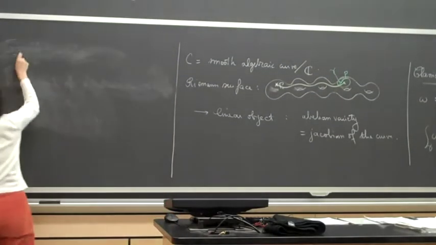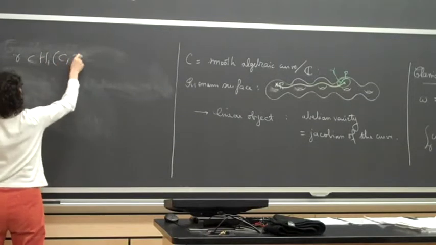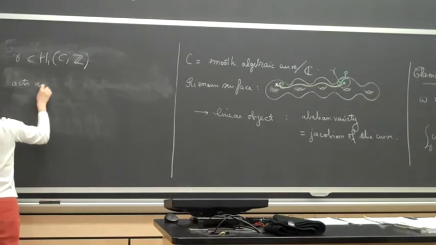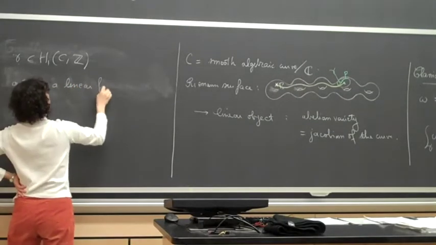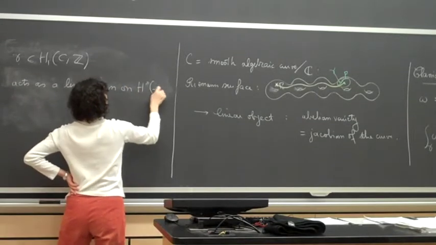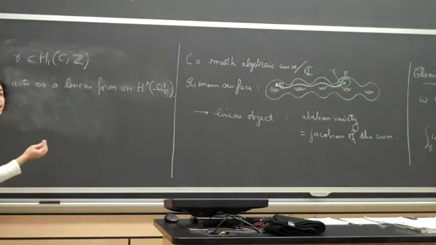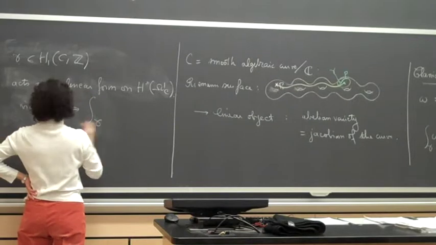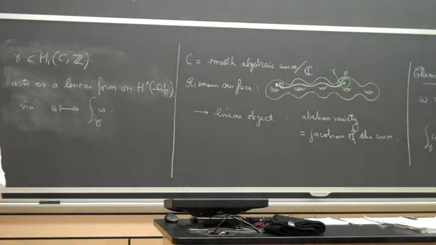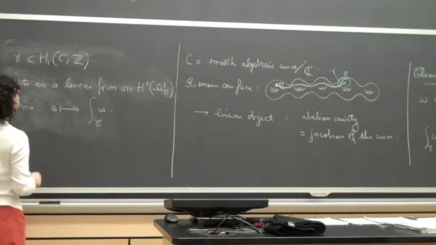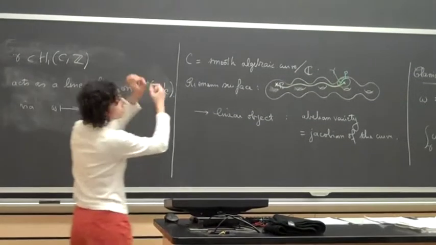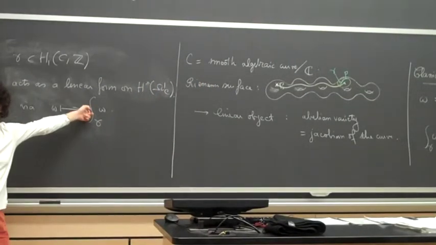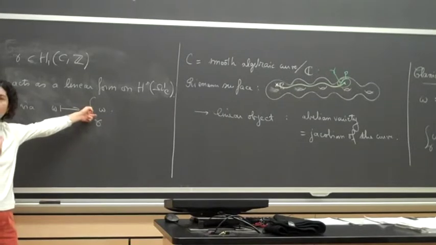Okay, so whenever you take an element of H1 of C, Z, this acts as a linear form on H0 of omega 1 via integration. So omega goes to the integral of omega on gamma. Okay? And as we said, if you want to integrate from one point to another, the ambiguity is exactly these things, right? If you choose different paths, the difference between two paths will be a loop.